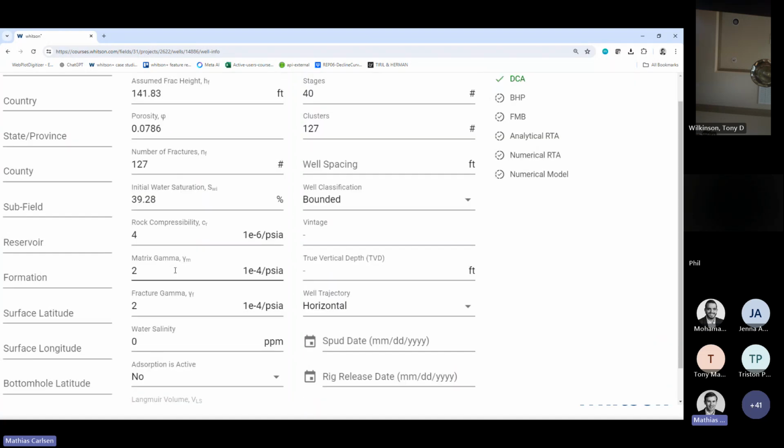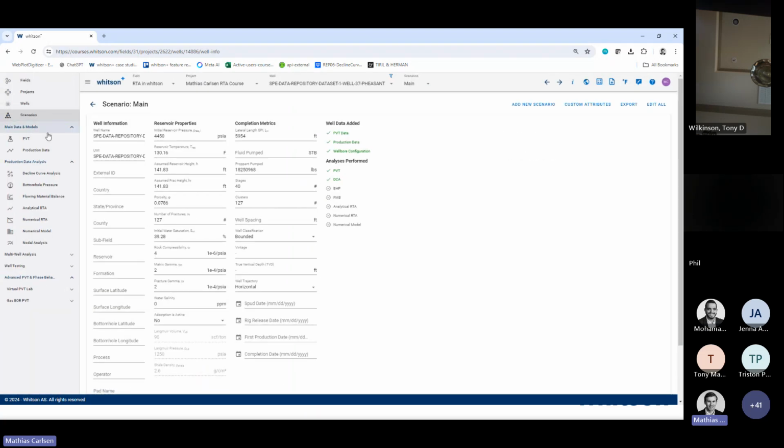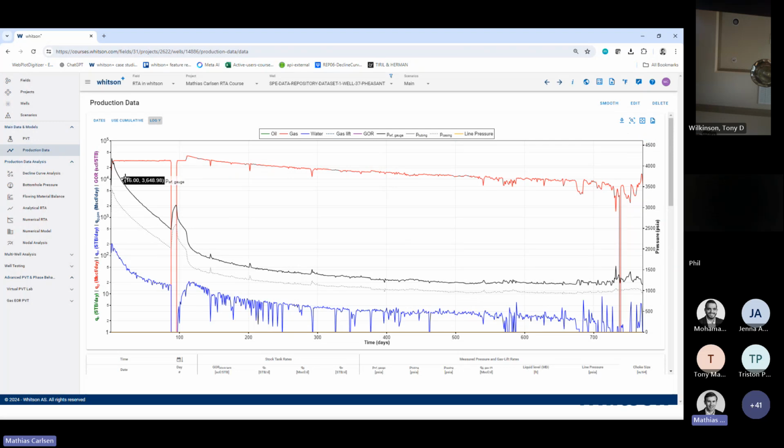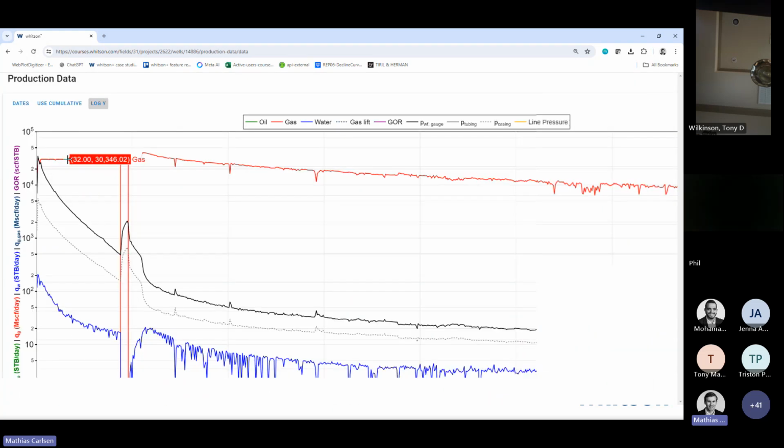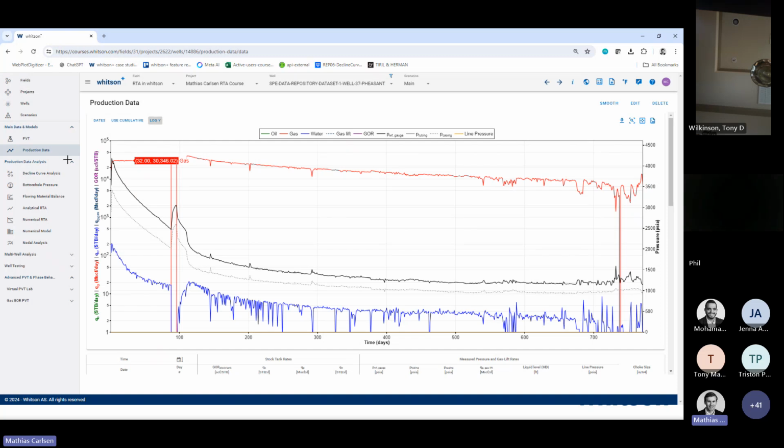Okay, so the matrix gamma and fracture gamma is set to 2. We've set the PVT, and if we go to production data, we see that our flowing bottom hole pressures are already uploaded for us, so we're going to use that. There's water and it's gas. This is an interesting RTA exercise because this well has actually been choked back for a long period of time. But it's basically been producing at constant rate for a long period of time, and that's probably a scenario where it's even more important to do RTA.